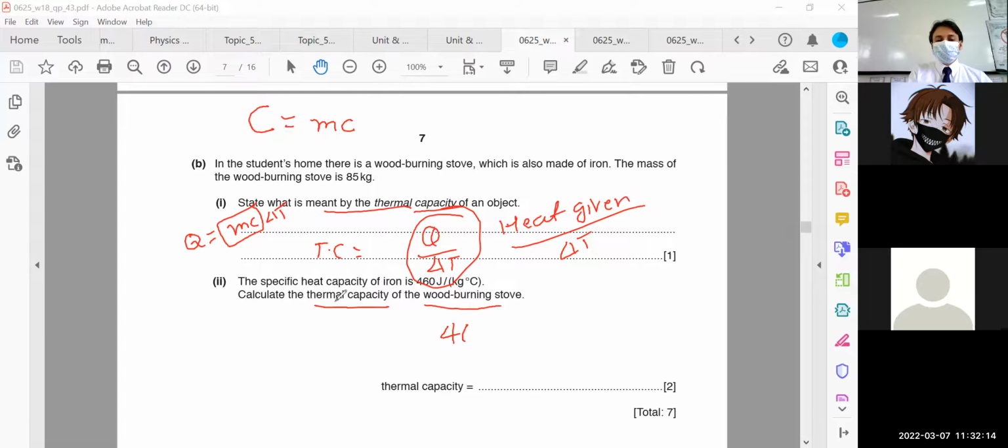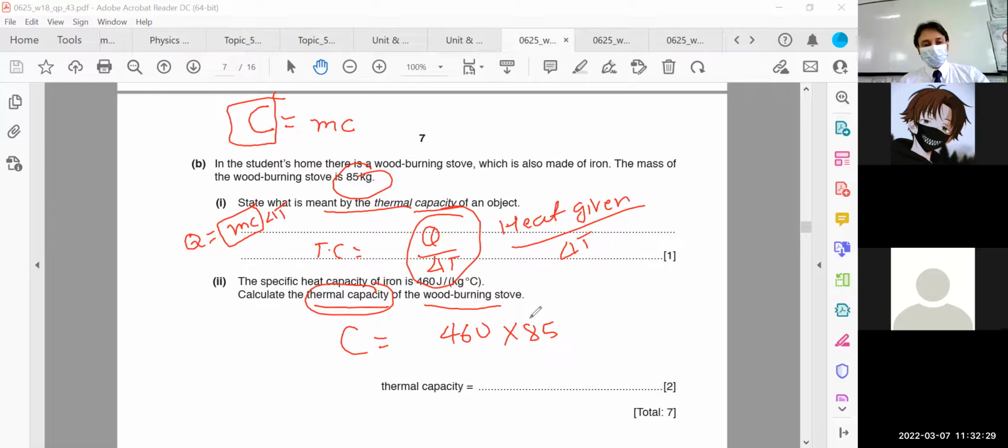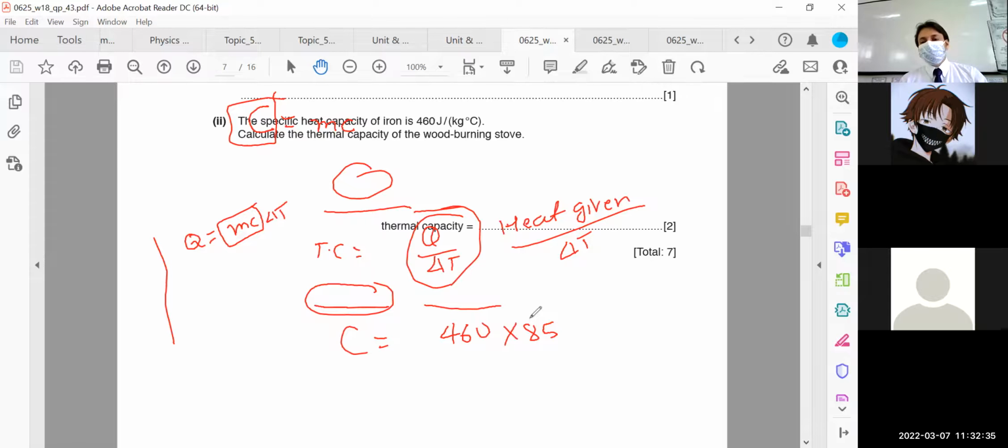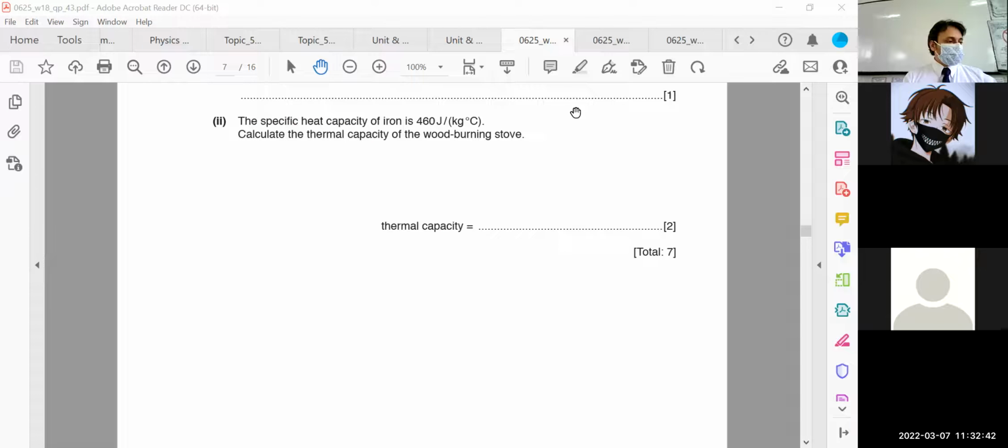You have to calculate what? Thermal capacity. Thermal capacity means you have to calculate capital C. Capital C is given by mass multiplied by small c. Mass is 85, as you said, multiplied by small c, and you can multiply. That is the answer: 39,100. And what about the unit? Kashvi, may I know the unit? Unit is also important. Thermal capacity unit. Kashvi: Joules per degree Celsius.